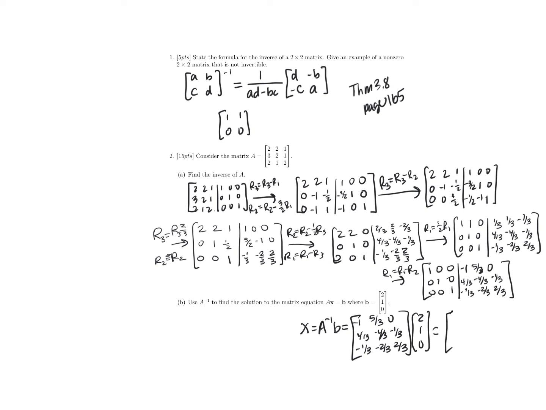So I have negative 2 plus 5/3. So that gives me negative 1/3. And then 8/3 minus 4/3 gives me 4/3. And then if I do negative 2/3 minus 2/3 gives me negative 4/3. So that is my solution to AX equals B.